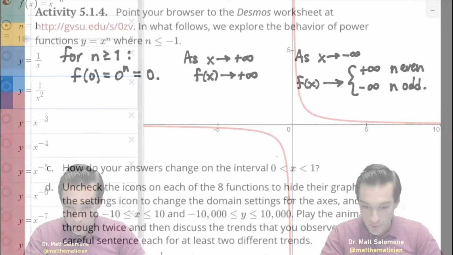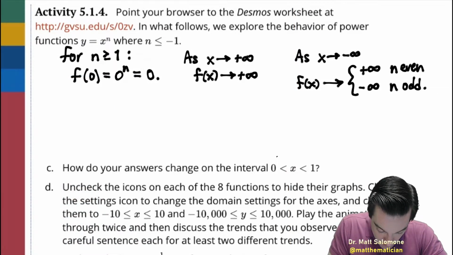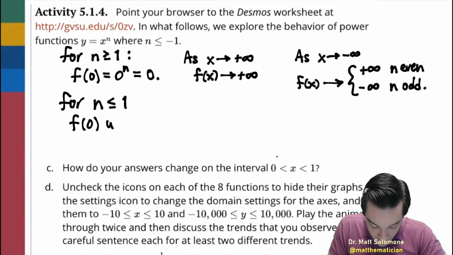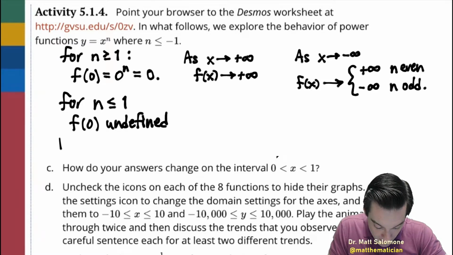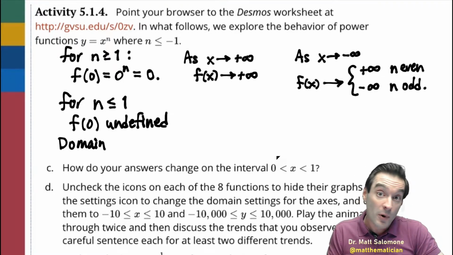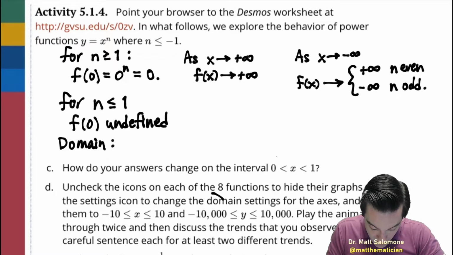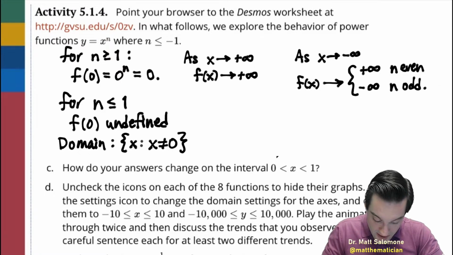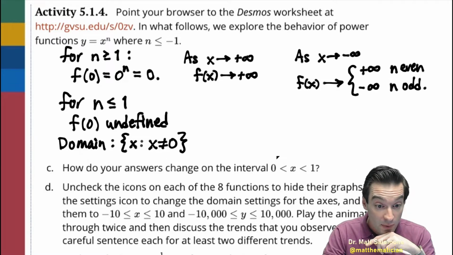So maybe that's one of the next commonalities that we can notice for all of my negative integer exponents. Let's switch back over to the whiteboard. For my negative n's, f of 0 is undefined. In fact, for any of my f of x equals x to the n functions, where n is a negative integer, the domain is going to be the set of all real numbers x such that x is not equal to 0. 0 is the only real number which is excluded from the domain of my function.